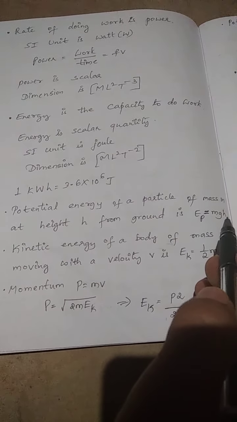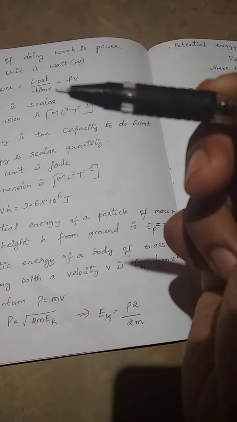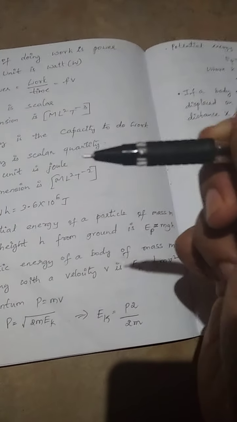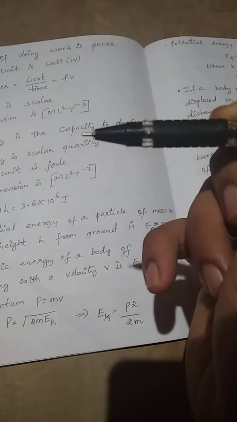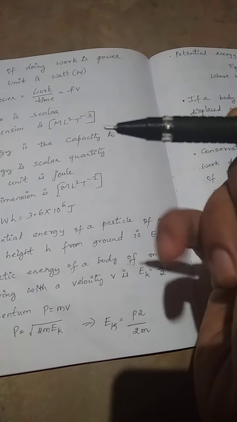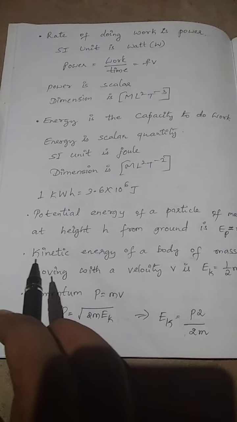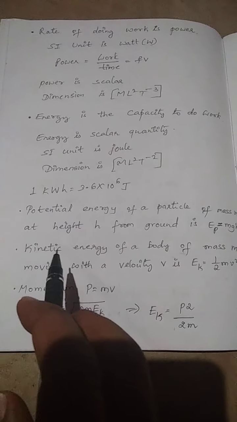Mass. G, acceleration due to gravity. H, height. Suppose if I hold an object at a height h, height from ground level to this point, that is height h. Acceleration due to gravity will be acting on it. So what is the potential energy at this point? That is mgh.